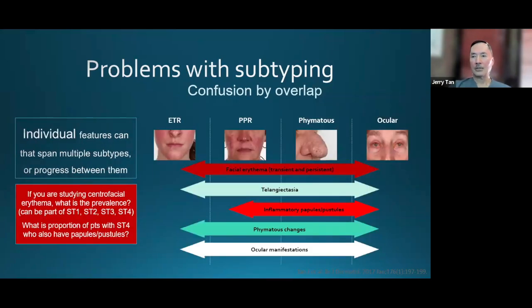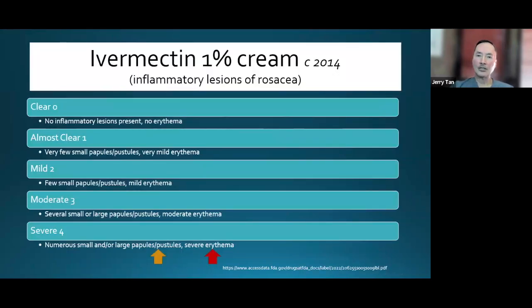The other issue with subtyping is what I call confusion by overlap. That is, facial erythema can traverse from subtype 1, subtype 2, subtype 3, subtype 4. So if you're trying to study that condition and its prevalence, how do you determine what the actual prevalence is when it can belong to any of those subtypes? So that becomes a problem because now it limits the way we can actually study these specific features. And that leads into more problems.